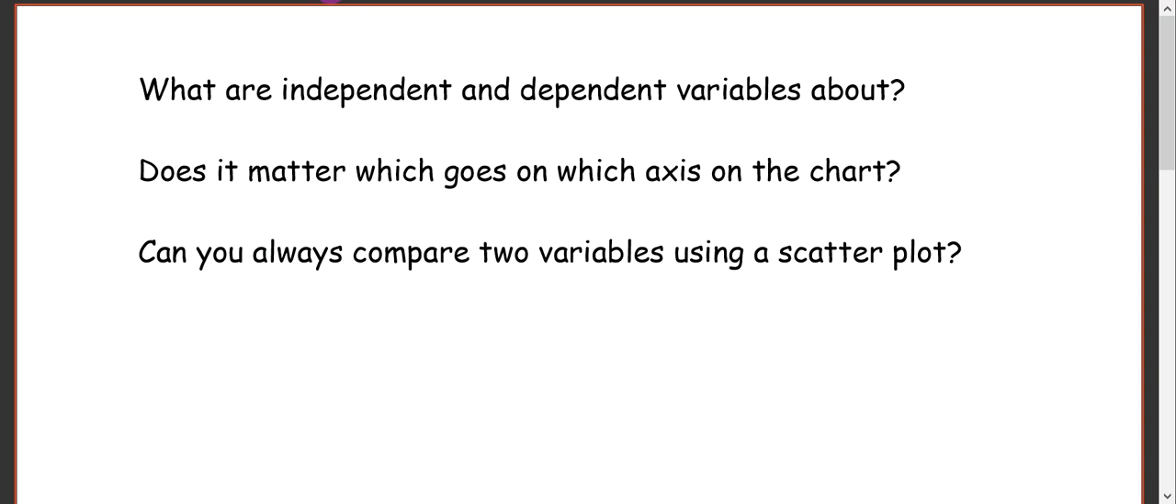Yes. Correlation. Good. The relationship is called a correlation. What kind of correlation can you have? Yeah, positive and negative, or neutral, no correlation.